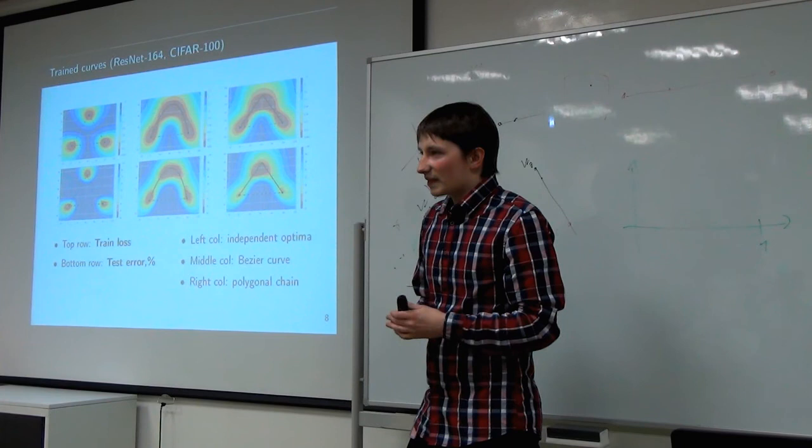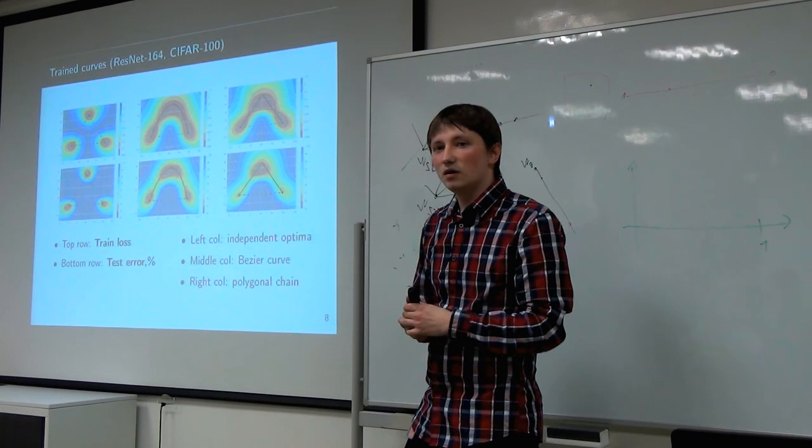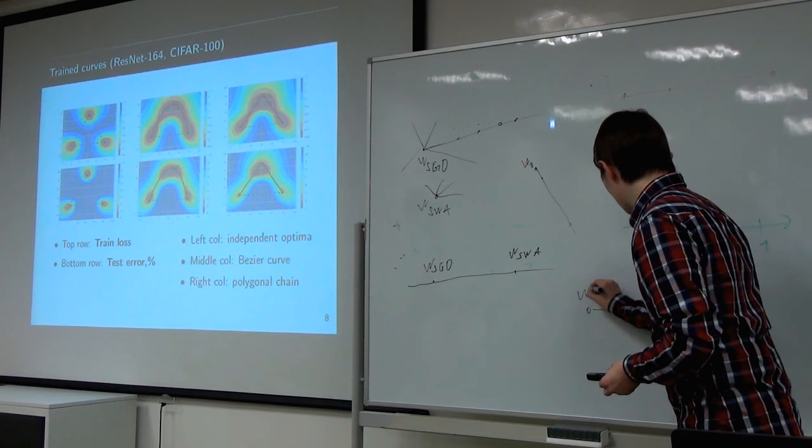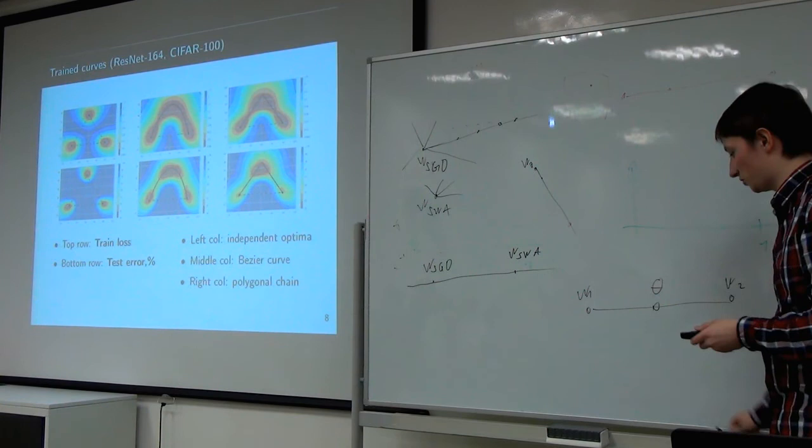Which initialization do you use when you learn the parameters of your curves? Is it the average of two network weights, or is it random? Just started from the line. You can use such initialization both for Bezier and polychain.